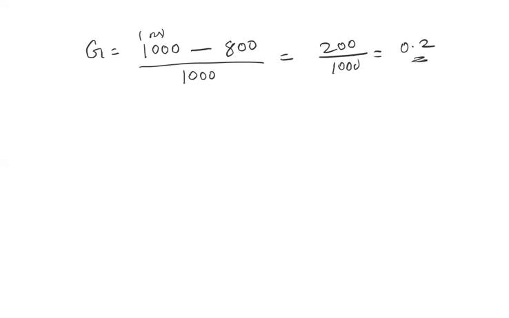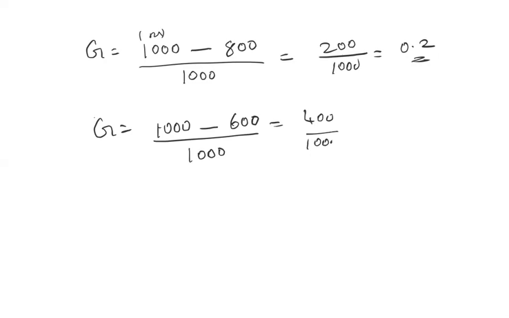Now let us take another person. So G is equal to, so 1000. Another person is not even able to spend 800. So one family is able to at least spend 800 rupees. Another family is not even able to spend 800 rupees. It is able to spend only 600 rupees. Apply the same thing. So now what is happening here? 400 divided by 1000 is equal to 0.4.